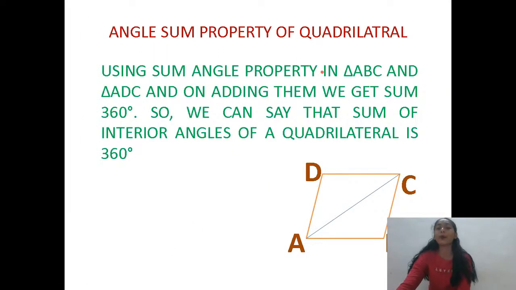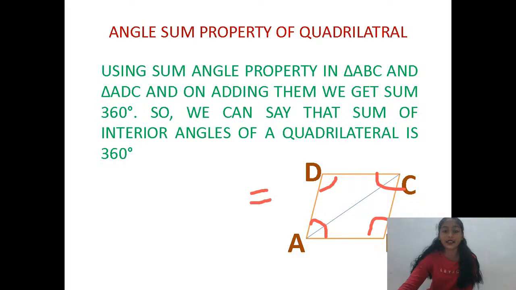Angle sum property of a quadrilateral. We have already learned about the angle sum property of a triangle. The sum of all angles is 180 degrees in a triangle. So in the angle sum property of a quadrilateral, the sum of all the angles will be 360 degrees. That is angle A plus angle B plus angle C plus angle D will be equal to 360 degrees. So this is called the angle sum property of a quadrilateral.